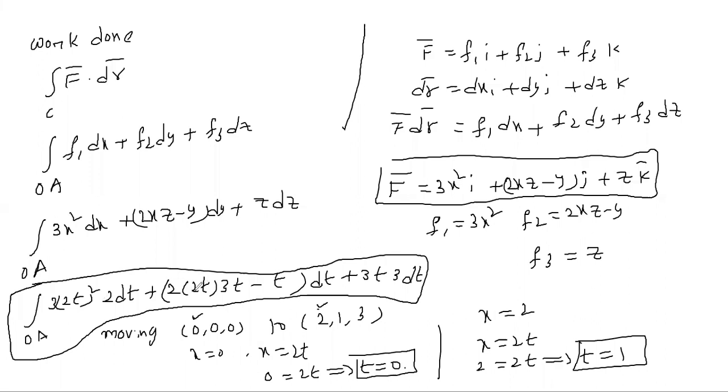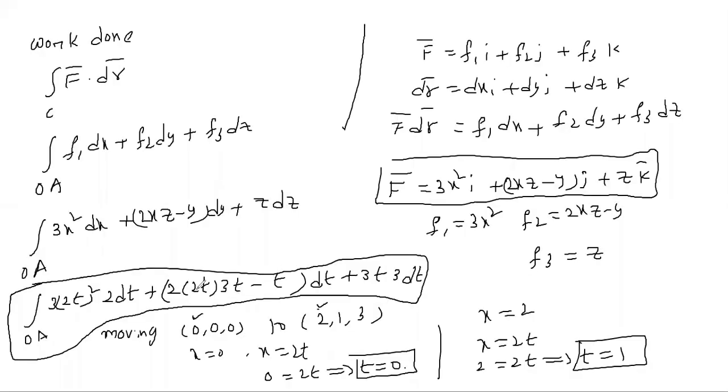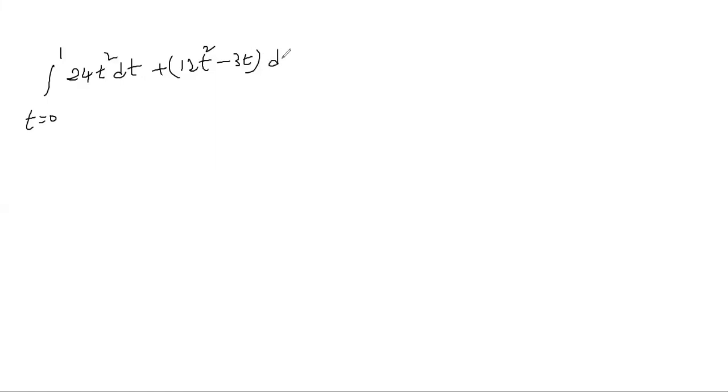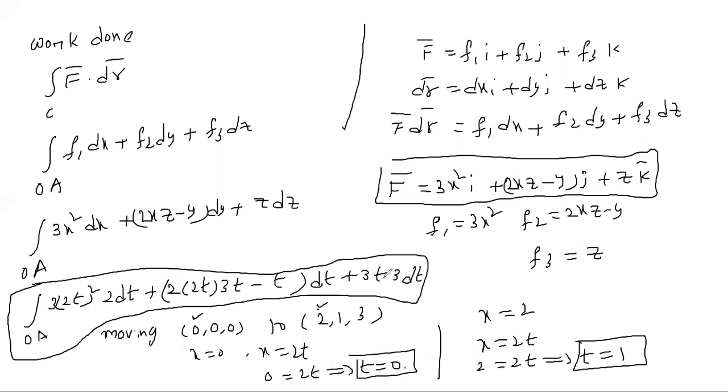Next, 2 into 2t into 3t: 2 twos are 4, 4 threes are 12, so 12t square. Then minus 3t into dt. Next, what is this one? 3 3s are 9, so 9t dt.